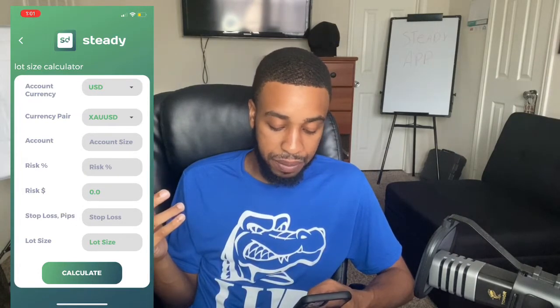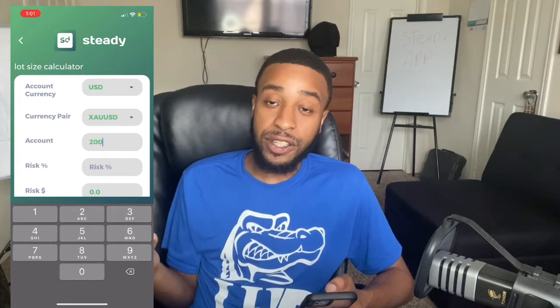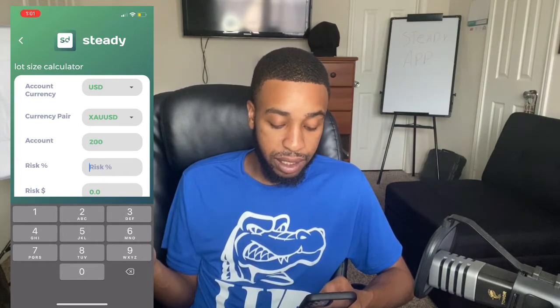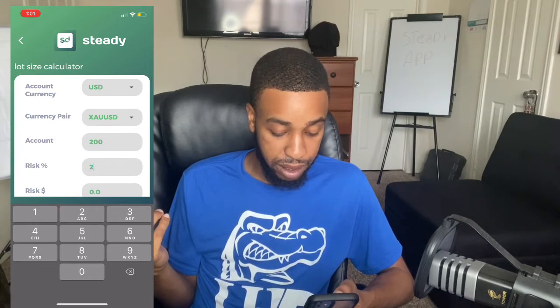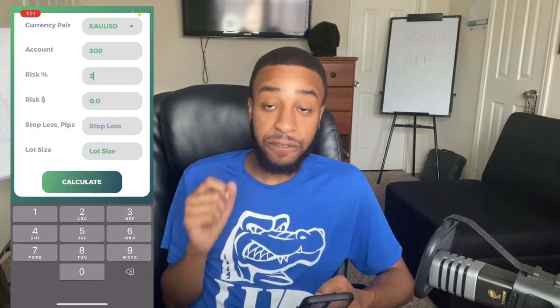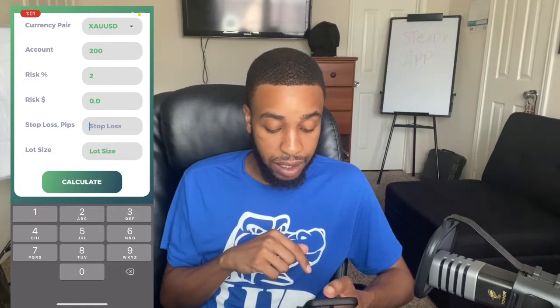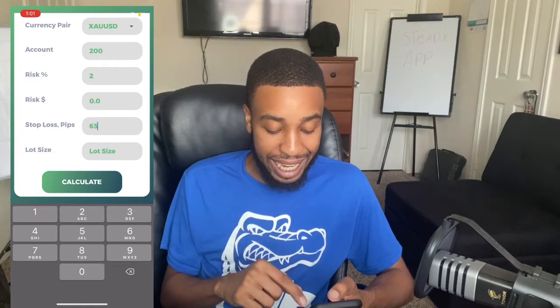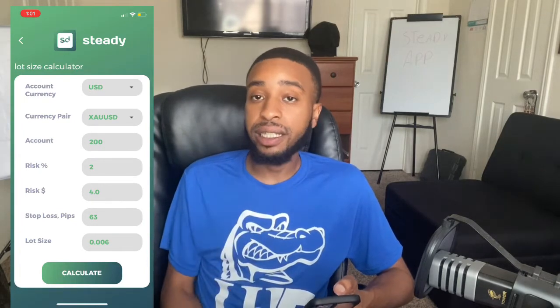Average person probably has like a $200 account, okay? Most people are risking 1 to 2%. We'll put 2%, right? And then, I'm going to put the amount of pips I'm risking for the stop loss, 63. Calculate. My lot size is not big enough for me to actually take the trade.